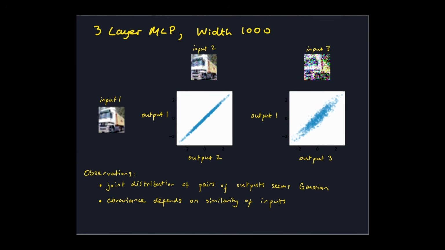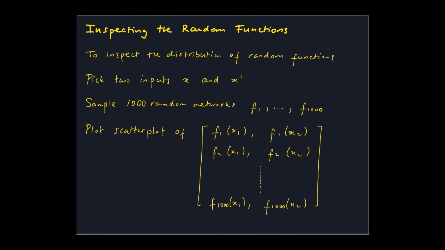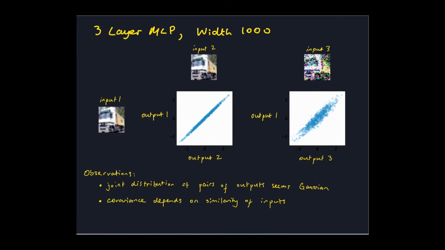So this is displaying it for pairs of inputs. But instead of having 2 inputs, I could make this same table with 5 inputs and then sample 1,000 networks and plot that 5-dimensional scatter plot. And then I could ask, does that thing look Gaussian? My claim is it will, because of this neural network Gaussian process correspondence. For a sufficiently wide neural network, these scatter plots actually are Gaussian.